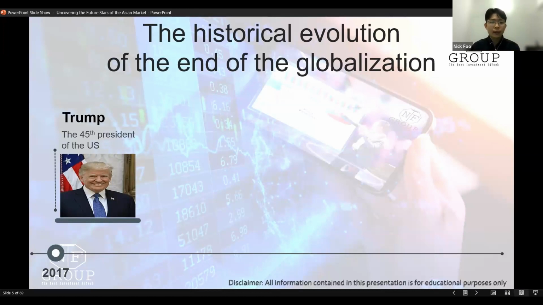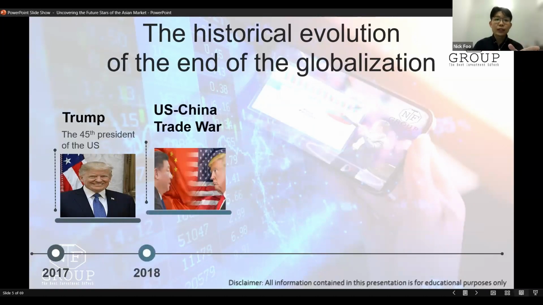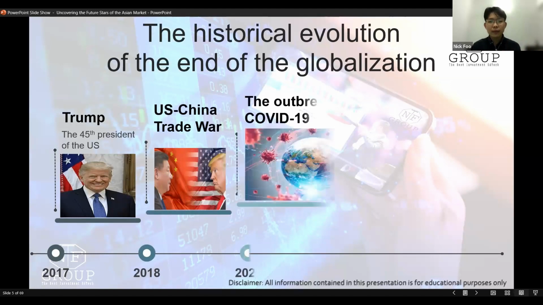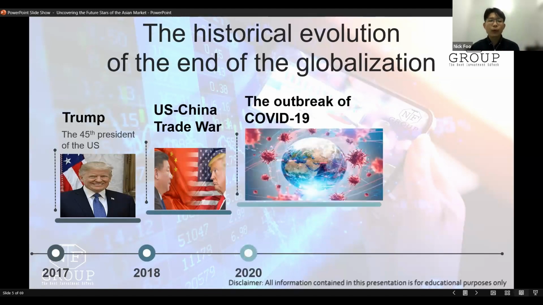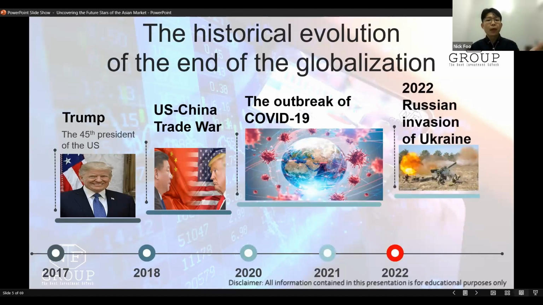Now, before that, before he started the deglobalization, he initiated the US-China trade war. Then it was followed by the outbreak of COVID-19, which accelerated the deglobalization. And of course, we have the Russian invasion of Ukraine, which also accelerated the deglobalization.